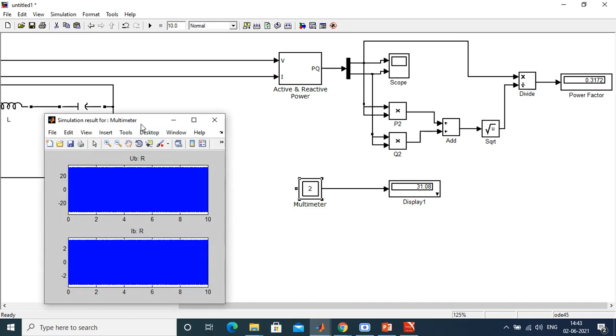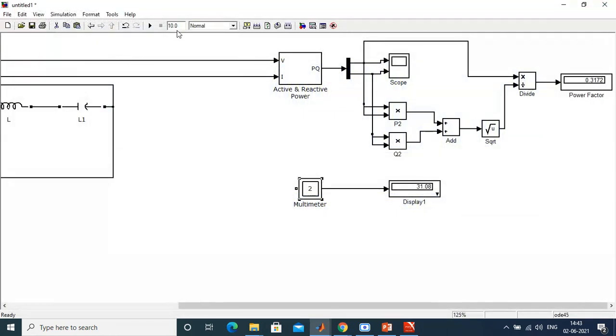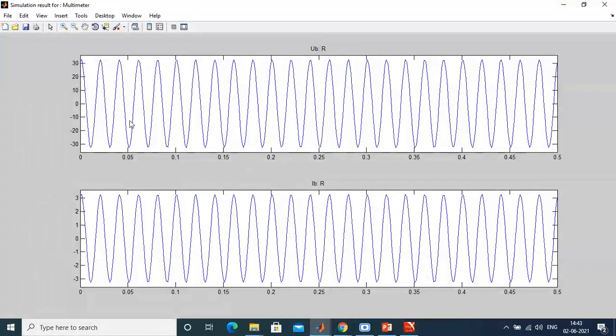See here, up to 10 values. Okay, I need to compute 0.5 only. See here, now it is a clear waveform. Clear? This is the voltage across R and current passing through the R.